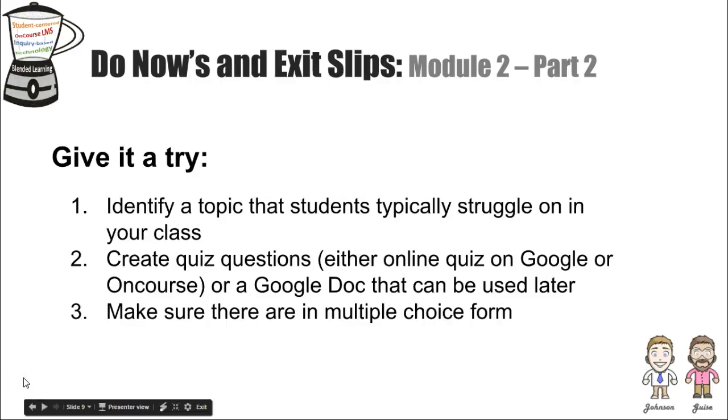So the only thing you have to do now is give this a try for yourself. Some good steps to follow: first, identify a topic that you know your students typically struggle on in your class. Then create the quiz that's going to address that topic. This should be an online quiz, either a Google form or an OnCourse LMS quiz. You can also just use a Google Doc so it's easily transferable and used at a later date. As you're creating the quiz, make sure that all your questions are in a multiple choice form so the data is easy to analyze. And after that, you're pretty much ready to go.